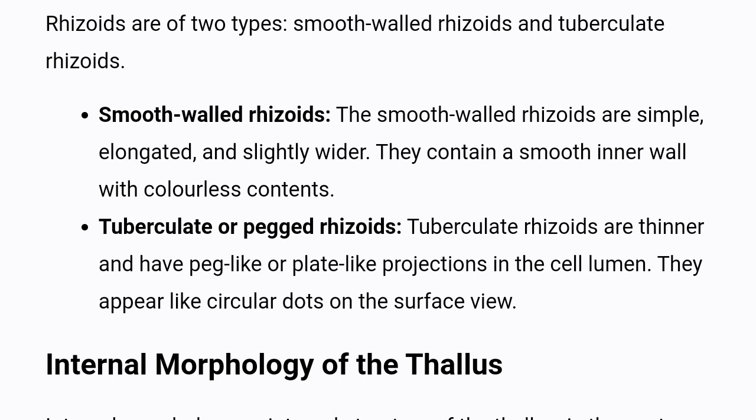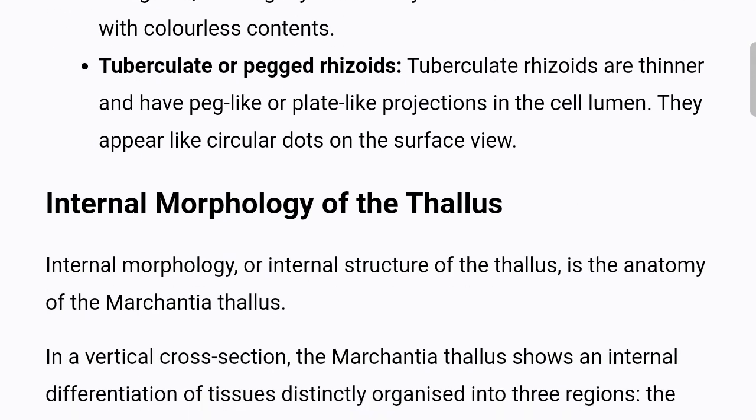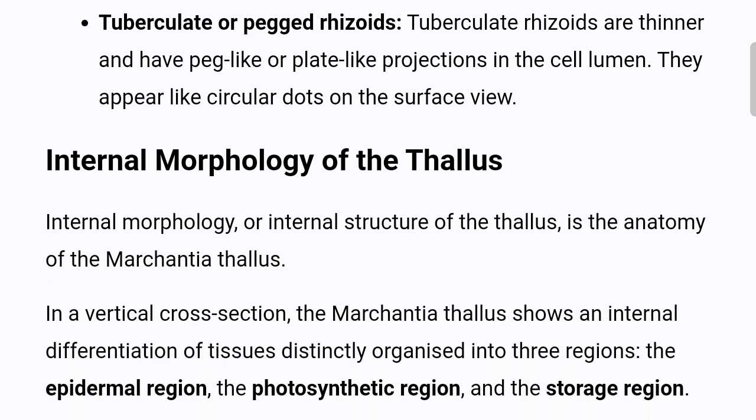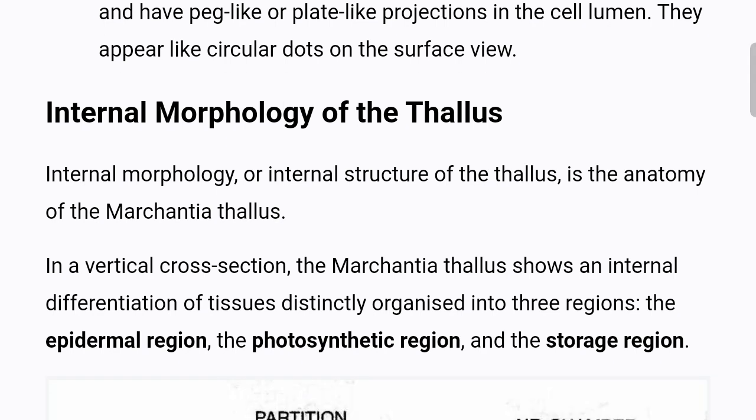Smooth-walled rhizoids. The smooth-walled rhizoids are simple, elongated, and slightly wider. They contain a smooth inner wall with colorless contents. Tuberculate, or pegged rhizoids. Tuberculate rhizoids are thinner and have peg-like, or plate-like projections in the cell lumen. They appear like circular dots in surface view. Internal morphology of the thallus.